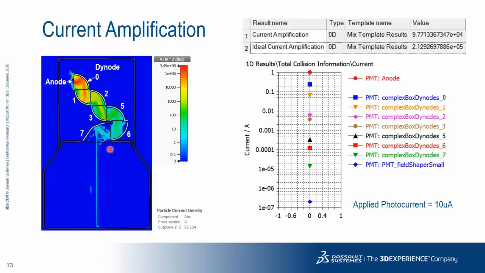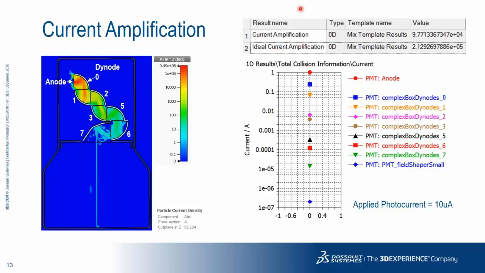You already see from the 2D plot that the current density gets higher and higher, and we have the amplification. This is already in a logarithmic scale here. We also get the collision information on the different objects, which is shown here on the right. So we can see that dynode 7 is this one here, where we have the lowest current, and then we get amplification more and more until we have this anode current of 1 amp. Remember, we're putting in 10 microamps.